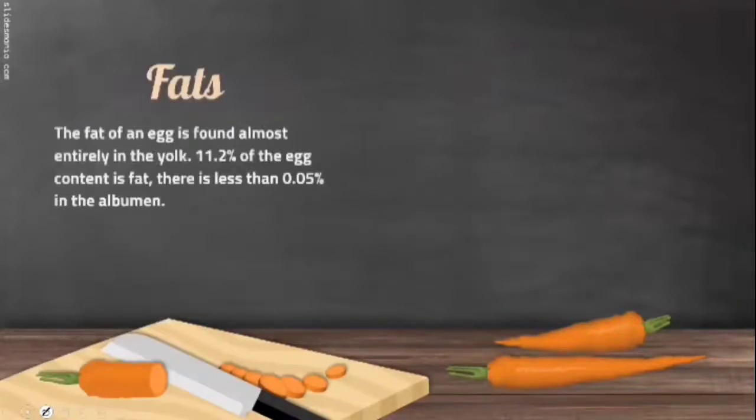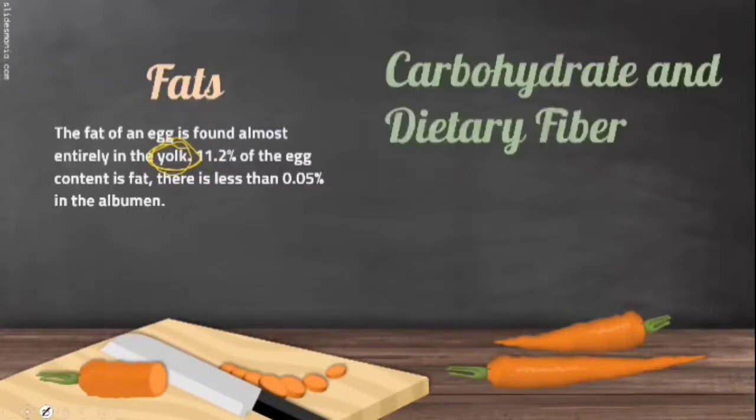Fats. Okay, the fat of an egg is found entirely in the yolk. Okay, ang fats daw ay nasa yolk. 11.2% of the egg content is fat. There is less than 0.05 in the albumin. Kaya yung mga taong may sakit sa puso, hindi sila masyadong pinapakain ng egg. Pero kung ikaw naman ay malakas o malusog, pwede kang kumain ng itlog hanggang 2 piraso. Okay? Next, carbohydrate and dietary fiber.